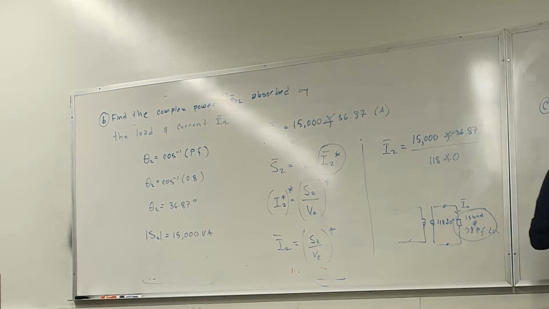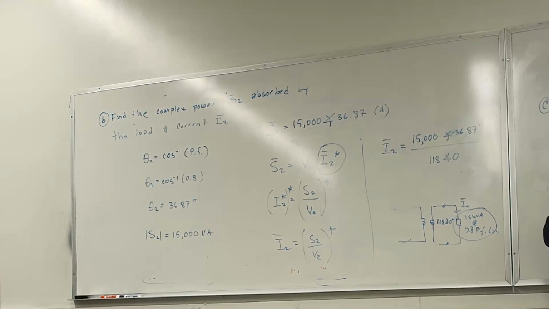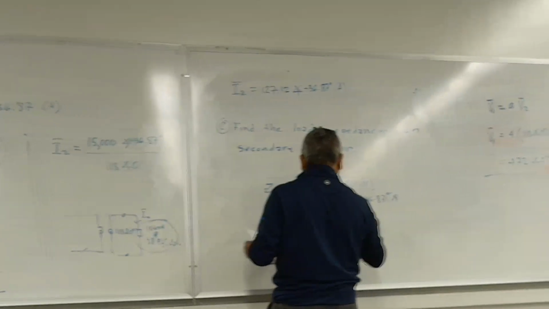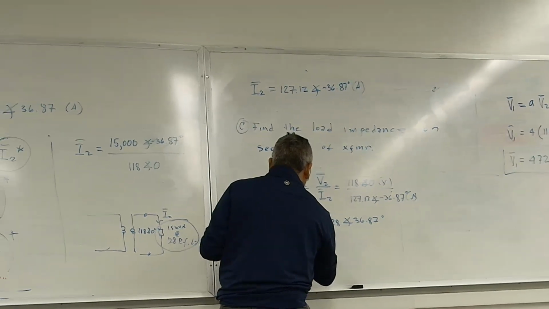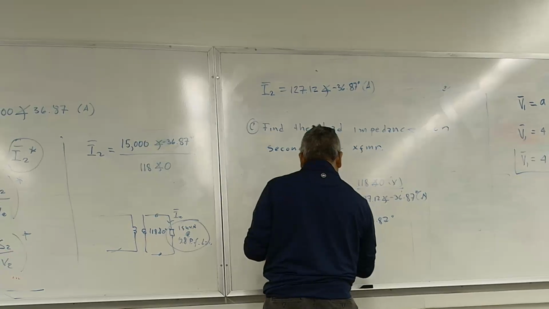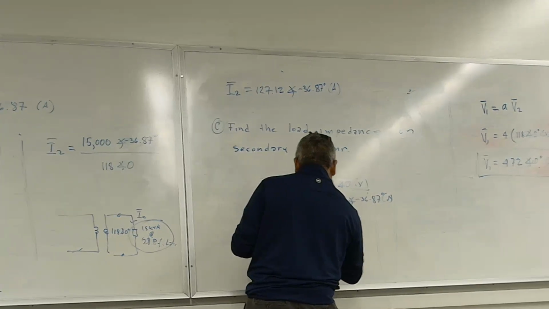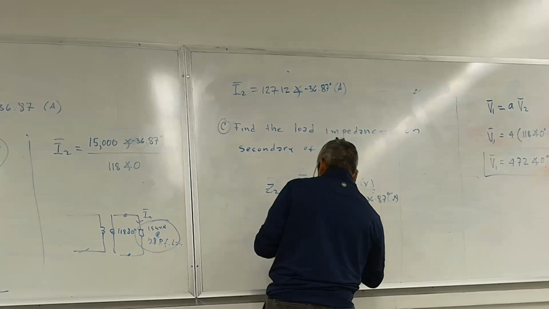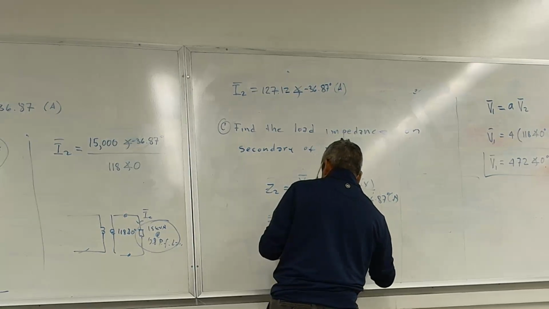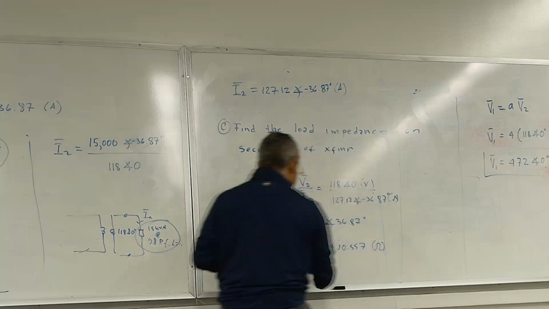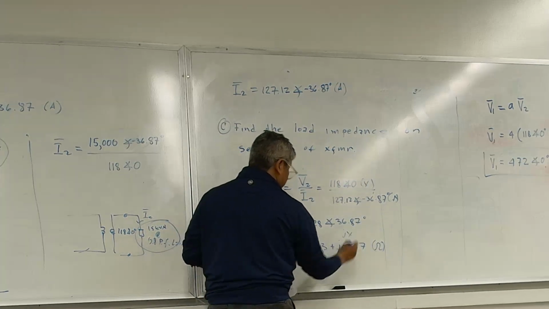Therefore Z2 is equal to, let's see, 0.928 angle of 36.87 degrees, or Z2 in rectangular is equal to 0.743 plus j0.557, and this whole thing is in ohms. This is the resistance, and this is the reactance.